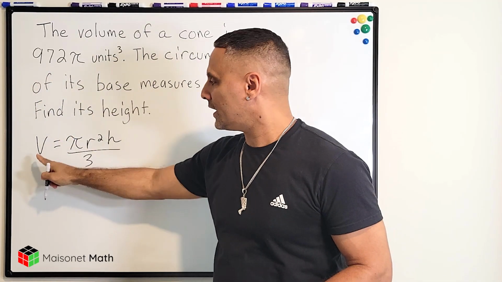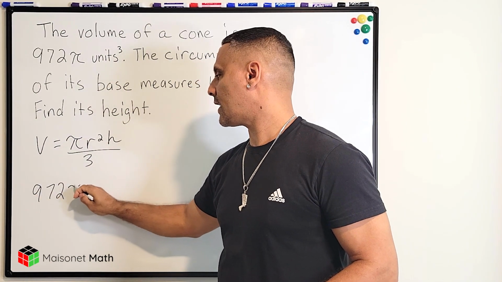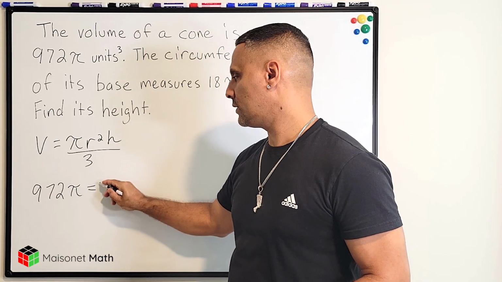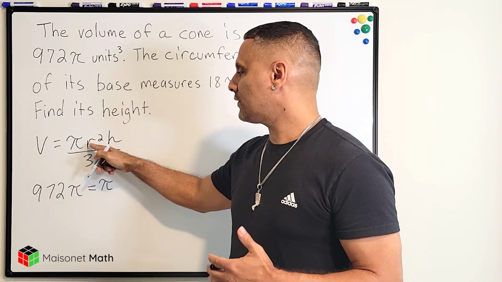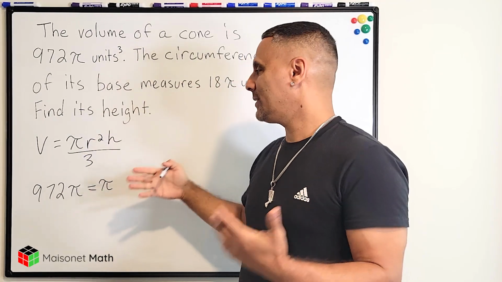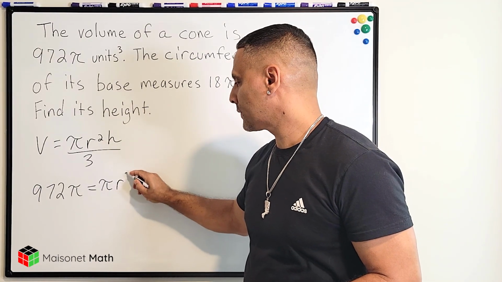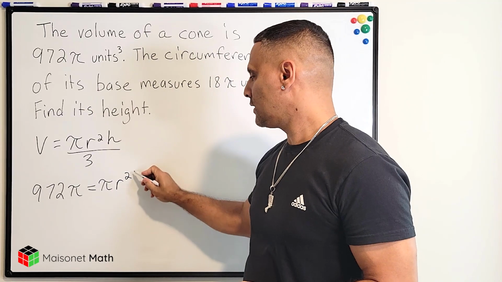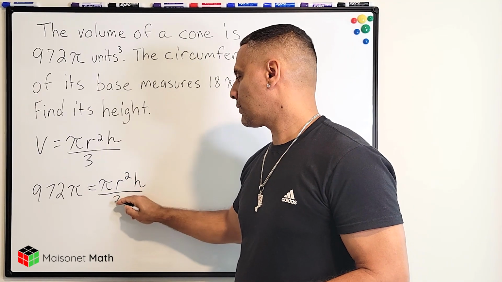So we're going to replace V with 972 pi. And then on the other side, we're just going to bring pi down. We know what pi is, just pi. Now, the radius is not given in the problem, and because we don't know what it is, we're just going to leave r and r for now. And of course, we are looking for the height of the cone, so that is not given. So we're just going to write h here and divide all of this by 3.